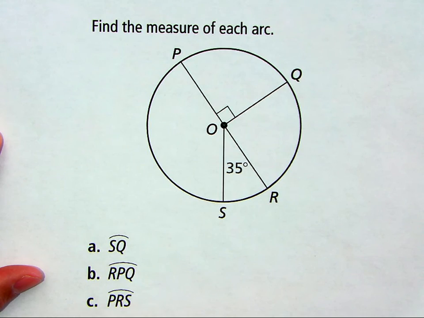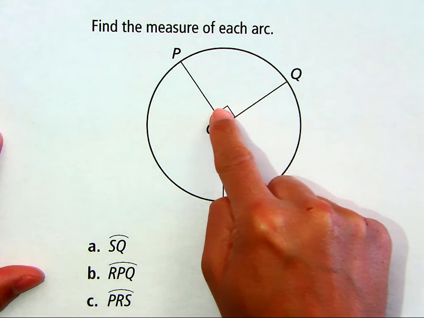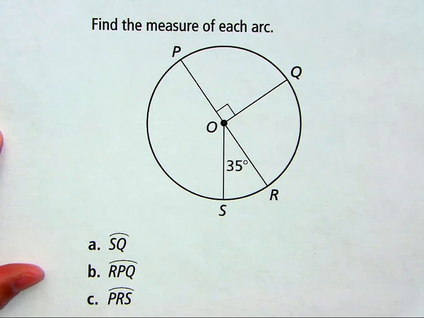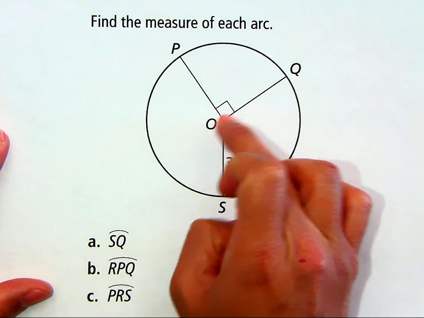We've got a couple of the central angles, right? So this small angle here is 35 degrees. Here we've got a 90-degree angle. And actually, that's enough information to figure out what these other two central angles are.